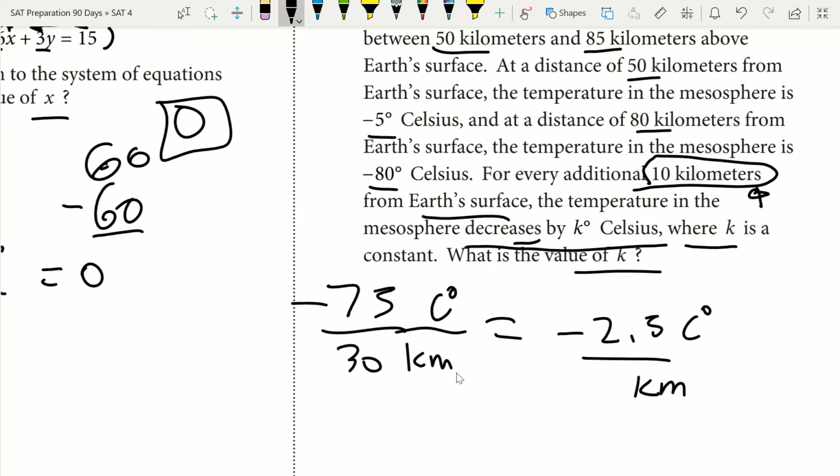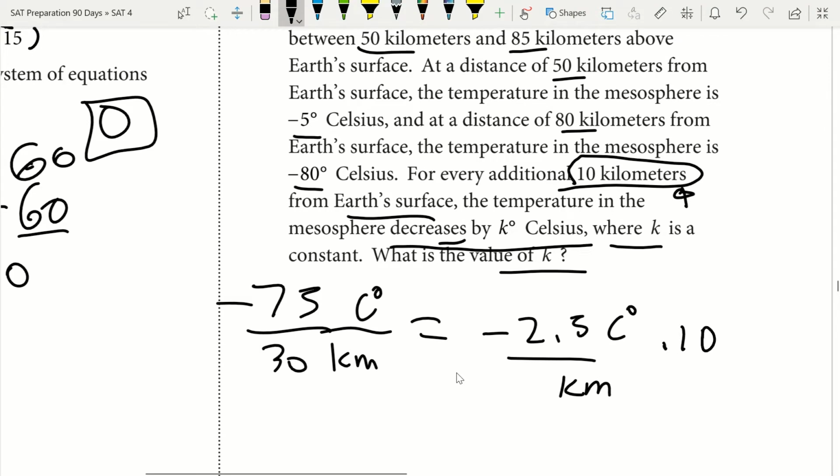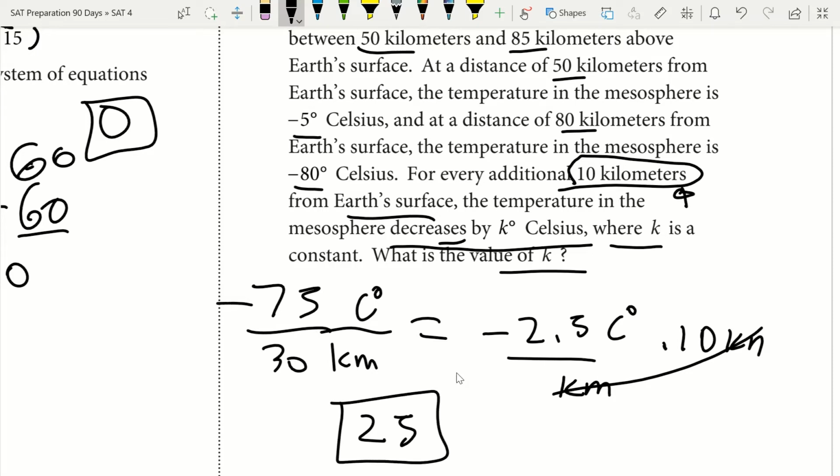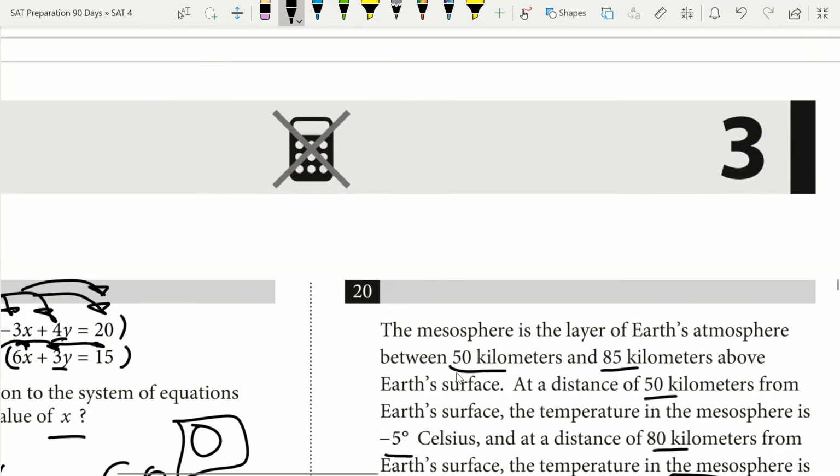I got to multiply that by 10 kilometers because I'm asked for every additional 10 kilometers. When I do that, kilometers cancel. I end with 25 degrees, which I just plot as 25 because I don't have to include the degrees. Also, I don't have to include the negative because it says decreases. So 25 is my answer there. So 25 is the answer for 20.